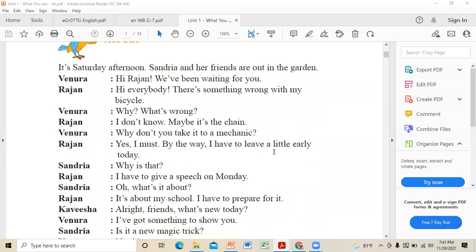So Vitulya, shall we start? Hi Rajan, we've been waiting for you. Hi everybody. There's something wrong with my bicycle. Why? What's wrong? I don't know. Maybe it's the chain. Why don't you take it to a mechanic? Yes, I must. By the way, I have to leave a little early today. Why is that? I have to give a speech on Monday.